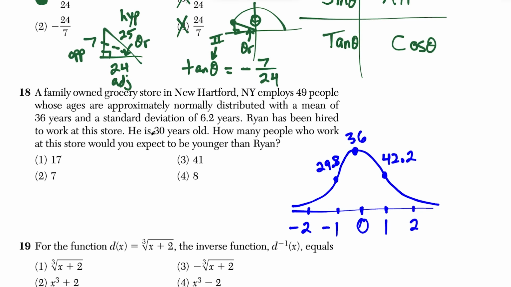But if we're looking at Ryan, Ryan is 30 years old, so he's right about here. And we want to know what percent or what amount of people at the store we would expect to be younger than Ryan. So we're looking for this percentage here of the bell curve. Now, later on the test, you have to know that plus or minus 2 standard deviations accounts for the middle 95%. So this is obviously going to be less than 95%, but that's what we mean when we're talking about the percent under the curve, like how much of this space is occupied by this set of numbers.